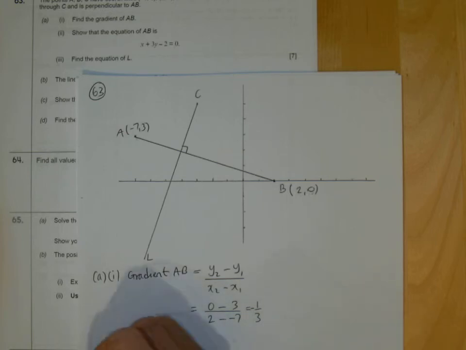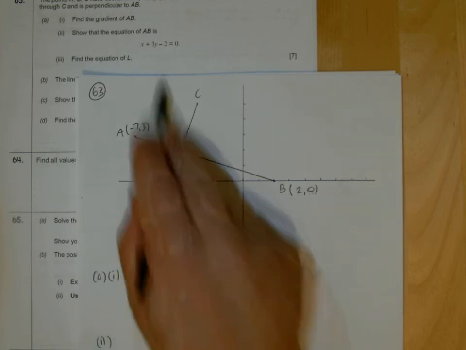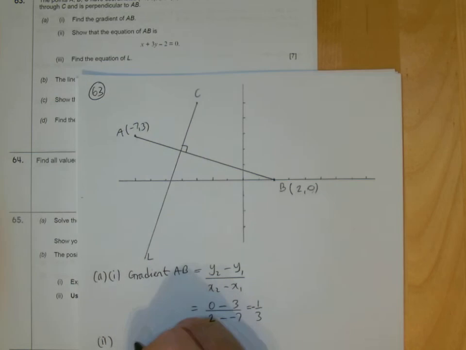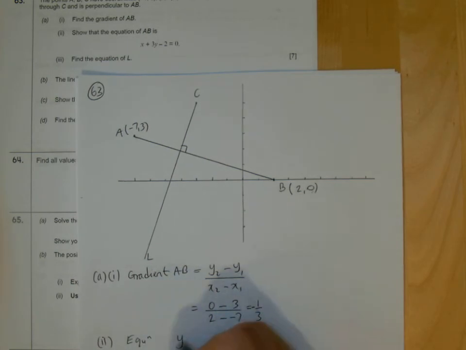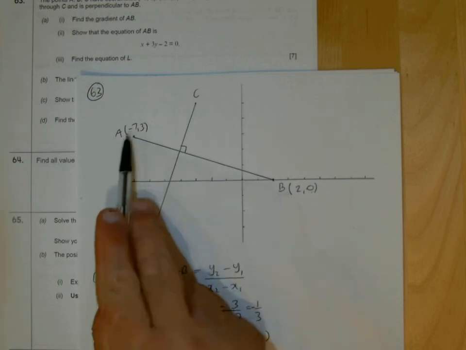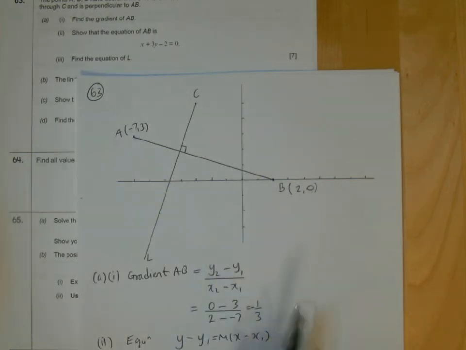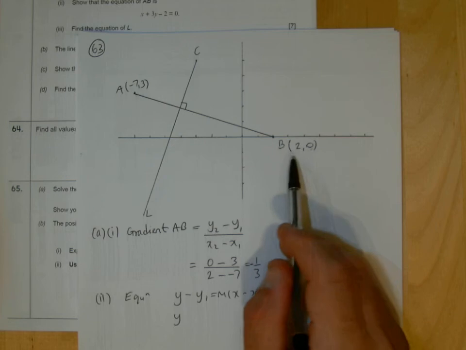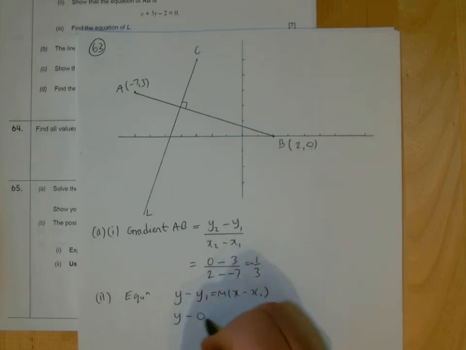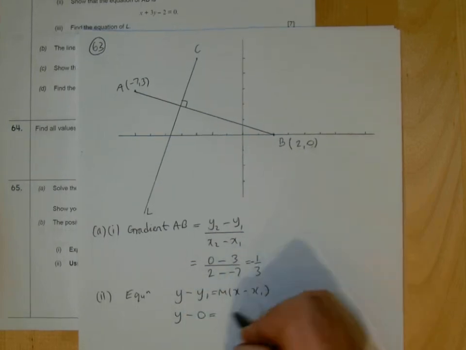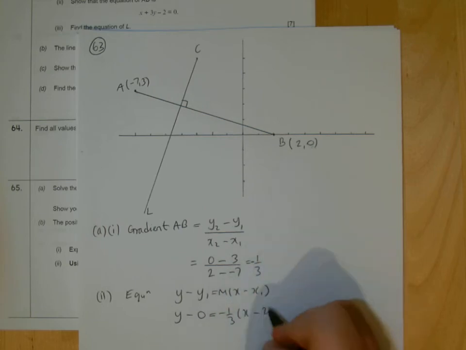Part 2 then, it says show that the equation of AB is x plus 3y minus 2. So all you've got to do to get the equation is do y minus y1 equals m times x minus x1. So you just choose a point on the line, A or B. It doesn't matter which one. So I'm going to choose B because it's obviously going to be easier to work with. y1 is 0. The gradient is minus 1/3, and the x value then is 2.